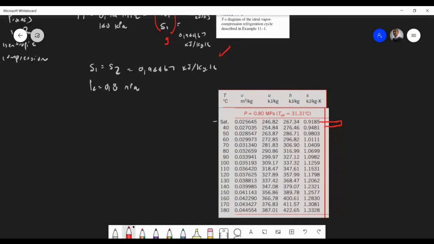So what that means is that you're going to have to interpolate between S and H, and obviously you're going to have to use your calculator. So you have 0.9185, 0.9481. Just bear with me, it's not nicely written. And obviously what you're looking for is 267.34. I hope you can do this quickly and find your enthalpy. I've shown you how to do this, and if you can find that, you can find H2. That is what you need there.